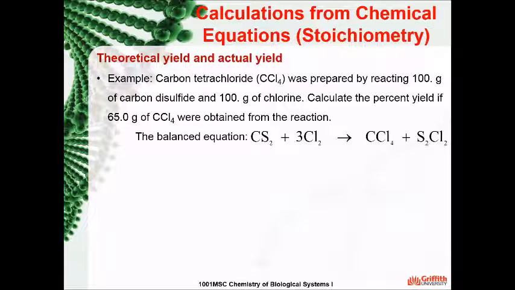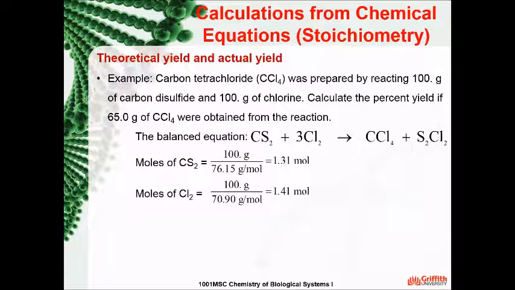The balanced equation is CS2 plus 3Cl2 gives CCl4 plus S2Cl2. First, we need to determine the limiting reactant. The number of moles for CS2 is 100 grams over 76.15 grams per mole gives 1.31 moles. The number of moles of Cl2 is 100 grams over 70.9 grams per mole gives 1.41 moles.